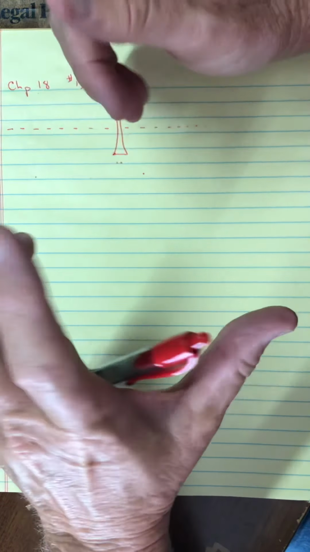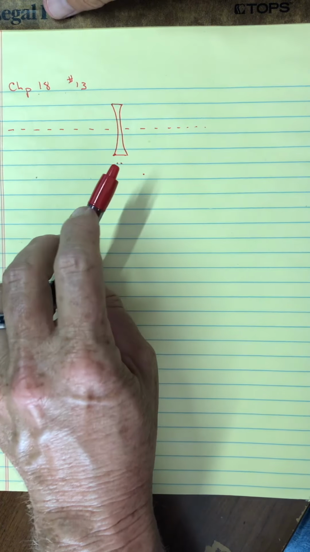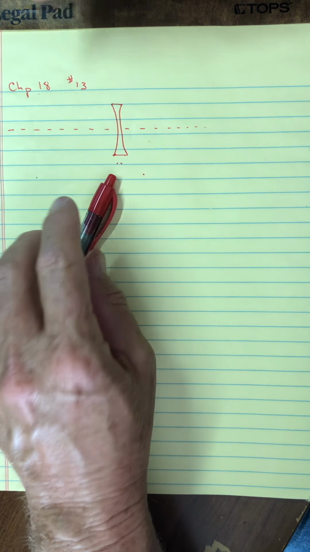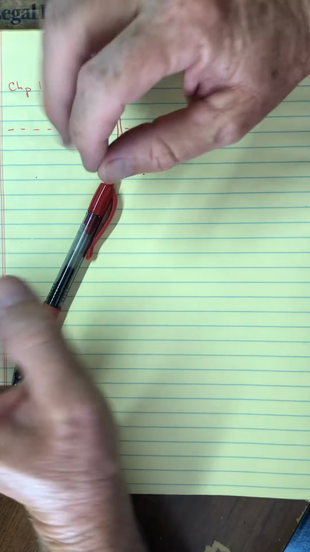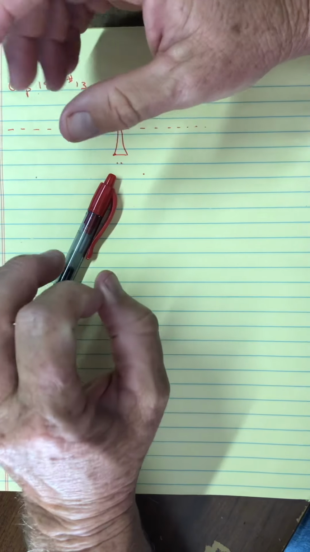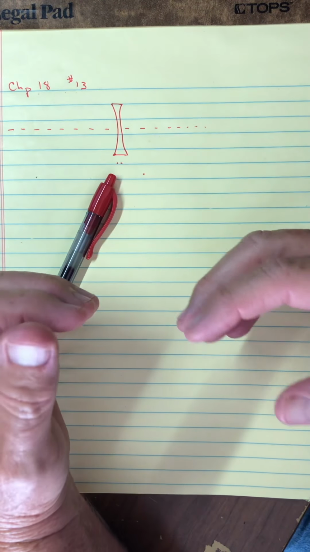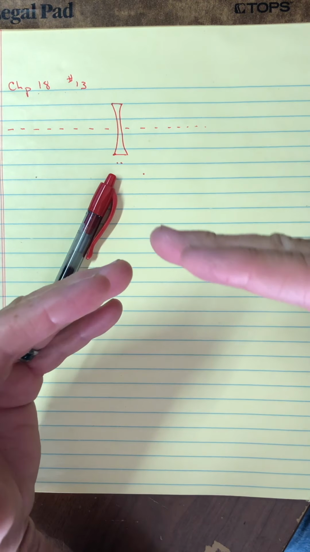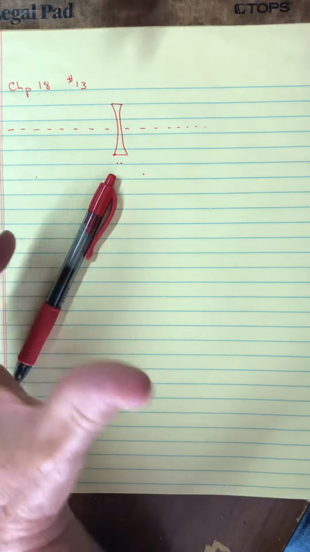Now, you have to be careful because the words about convex and concave are reversed because the mirror reflects the light and the lens refracts the light. That is, it goes through. It doesn't reflect it. So things are reversed.